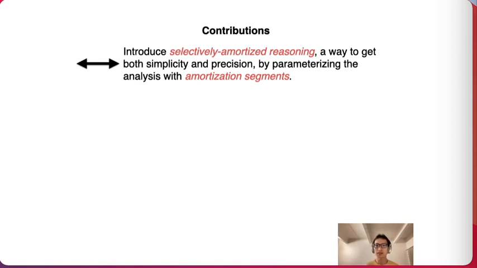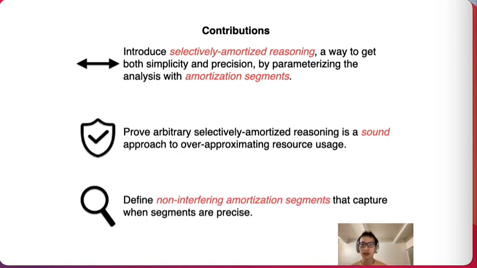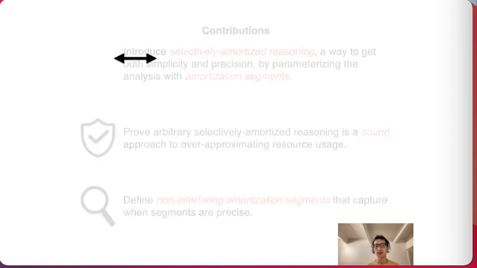We managed to get both precision and simplicity by introducing selectively amortized reasoning. To achieve this, we rely on a key technical concept called amortization segments as a parameter to our analysis. We also prove arbitrary selectively amortized reasoning is sound to over-approximate the resource usage. Finally, we define non-interfering amortization segments so that we can design an algorithm to automatically select an amortization strategy. Let me now introduce selectively amortized reasoning.